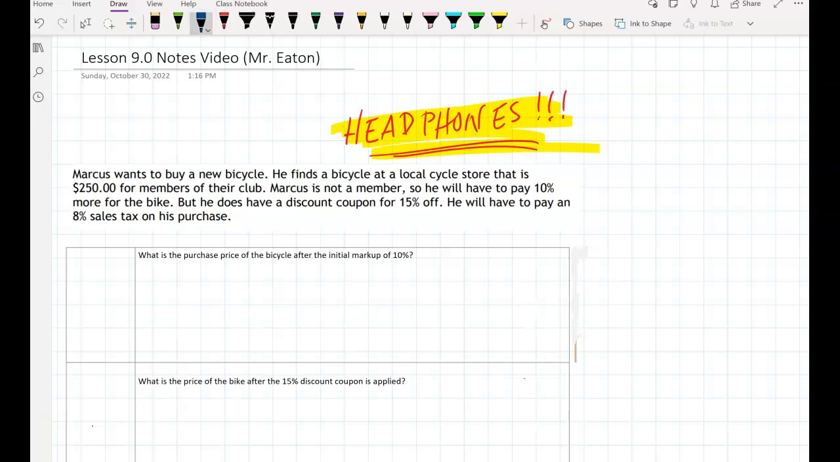Let's take a look at our question. It says that Marcus wants to buy a new bicycle. He finds a bicycle at a local cycle store that is $250 for members of their club. Marcus is not a member, so he'll have to pay 10% more for the bike. That's a markup. But he does have a discount coupon for 15% off. Well, that's good. And he'll have to pay an 8% sales tax on his purchase. So we've got a markup, we've got a discount, and we've got sales tax. And we're going to do it all here right now.